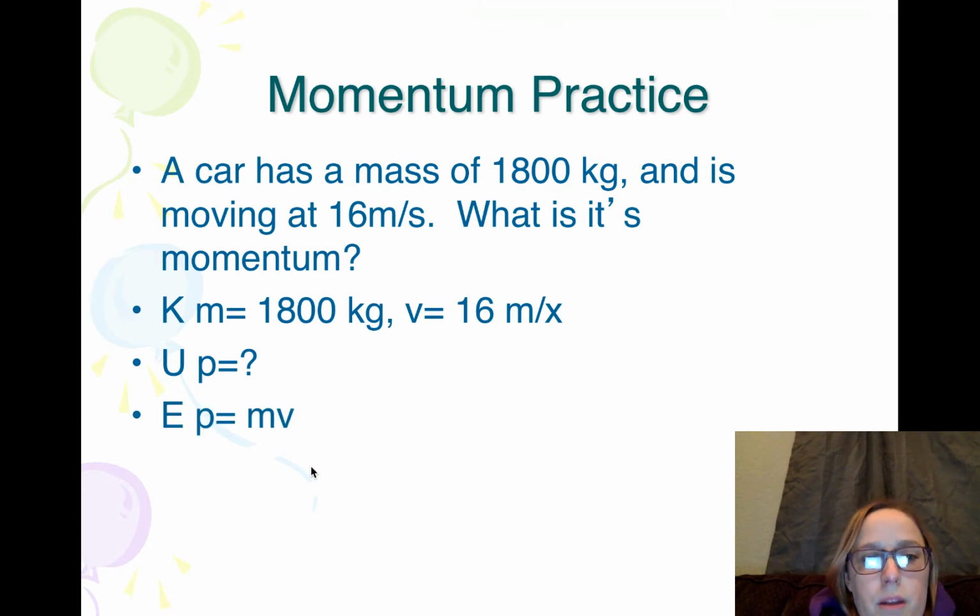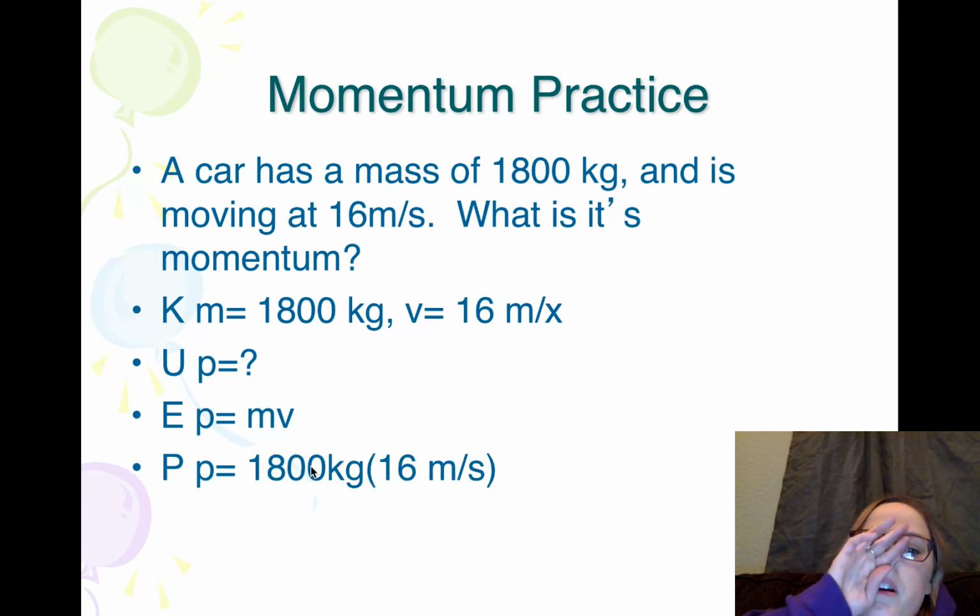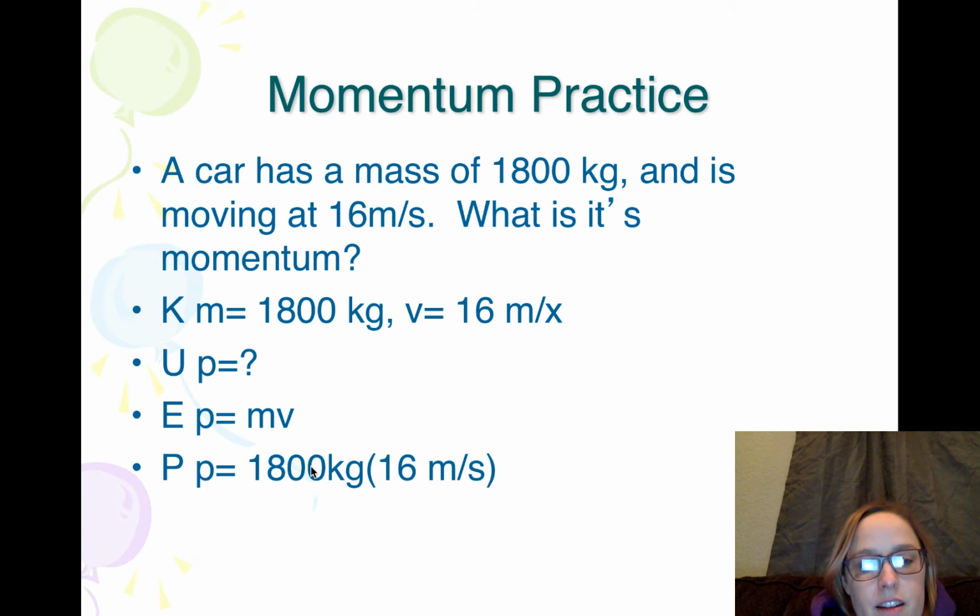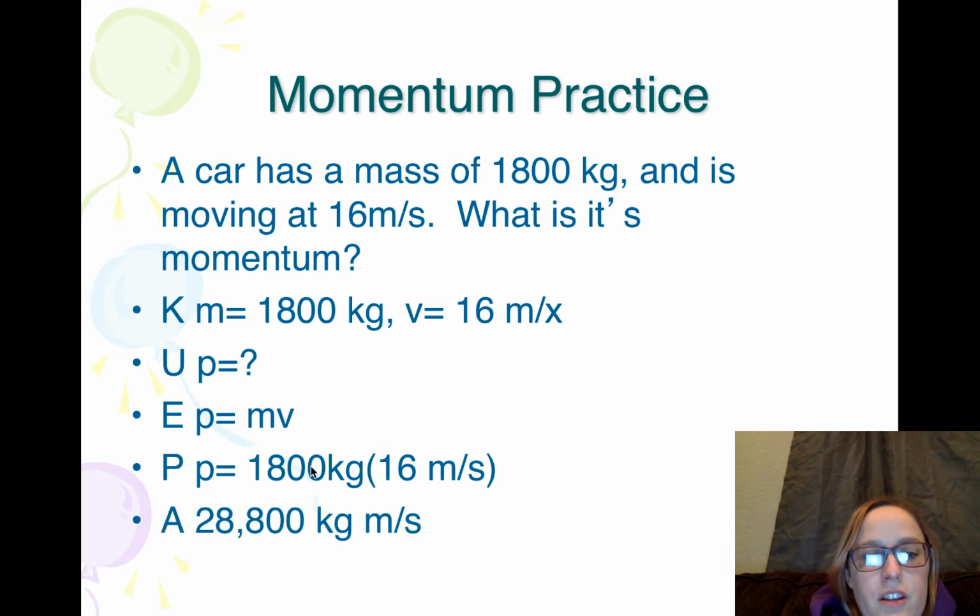Our equation is momentum equals mass times velocity. And then we plug in those numbers: mass is 1,800 kilograms, and V is 16 meters per second. We multiply those together, and we end up with 28,800 kilogram meters per second. So that's how much momentum the car has.